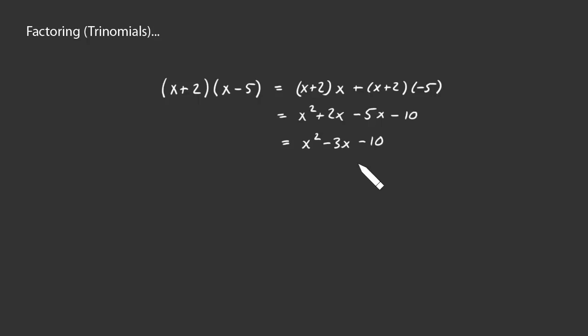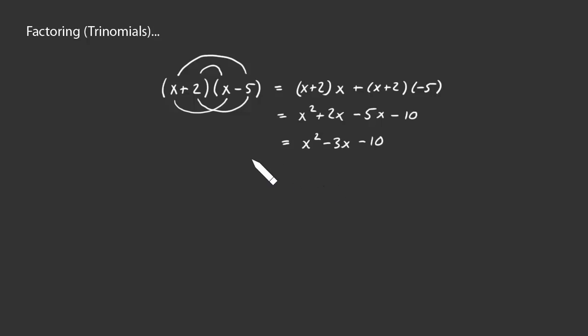Another way you might have done this, and perhaps this is faster, is to realize that using the distributive property twice, you create four terms. The first one comes from the product of the first terms of each binomial. The last one comes from the product of the last terms of the two binomials. And this middle term is the sum of the inner product and outer product, right? So the 2 and the x here and the negative 5 and the x.